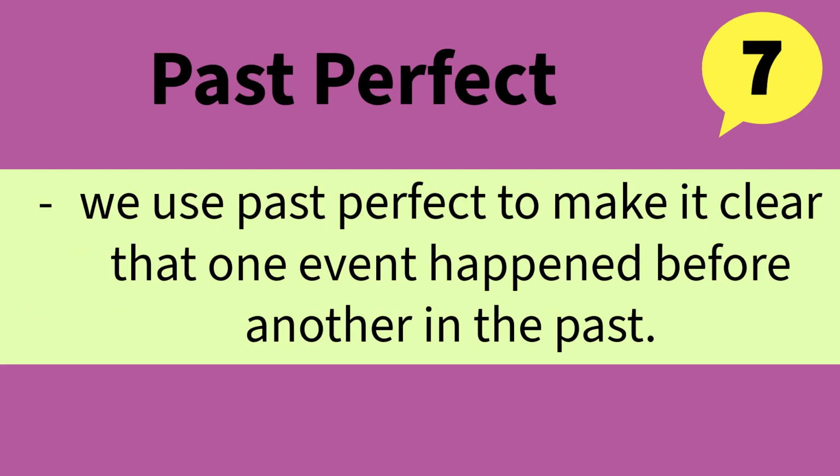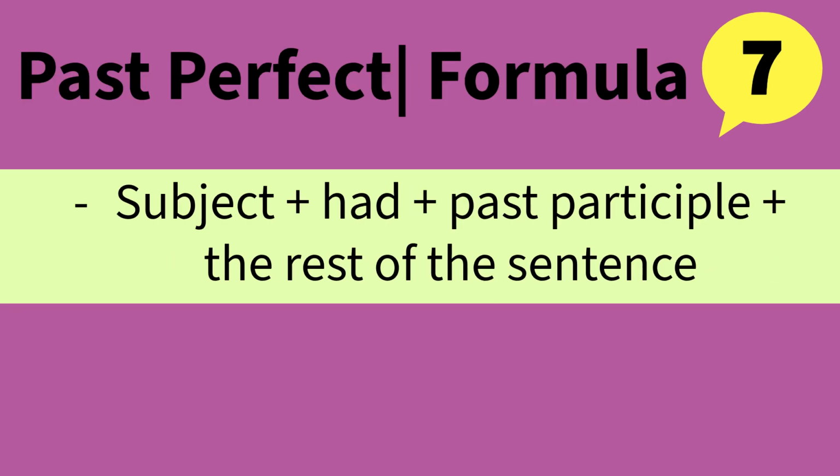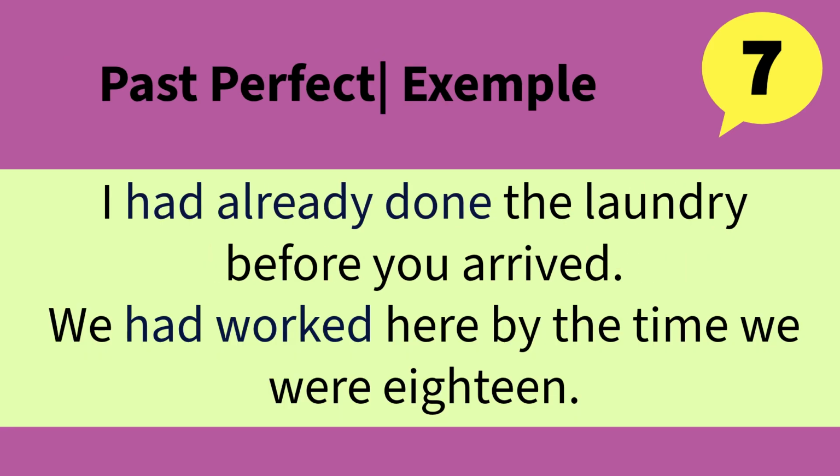The seventh tense is the past perfect tense. We use past perfect to make it clear that one event happened before another in the past. To form past perfect, we use this formula: subject plus had plus past participle plus the rest of the sentence. Here are some examples. I had already done the laundry before you arrived. We had worked here by the time we were 18.